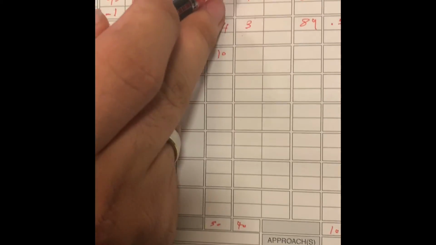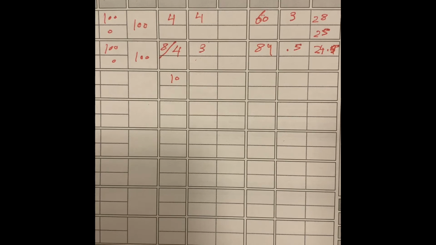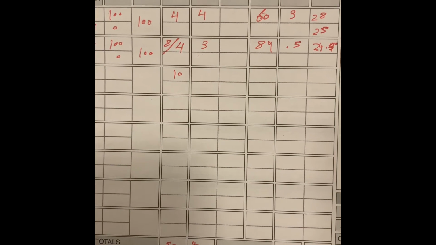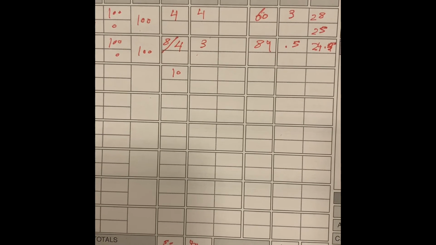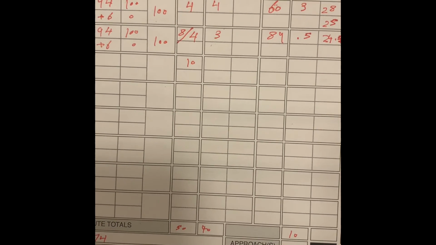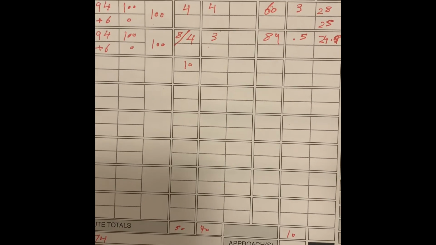So here is the ETE and the ETA. Don't get confused about that. I got confused on this stuff on my commercial checkride, of course, maybe because I was stressed out. So ETE, estimated time en route, and ETA, estimated time of arrival.